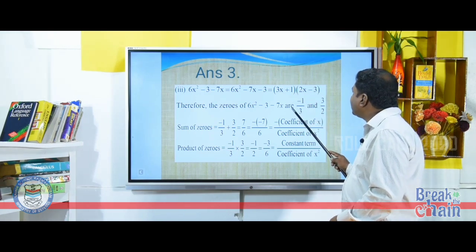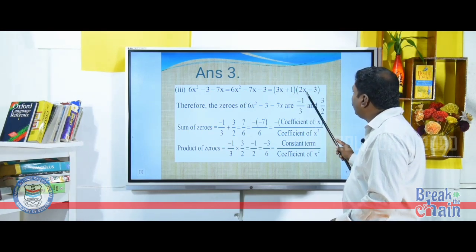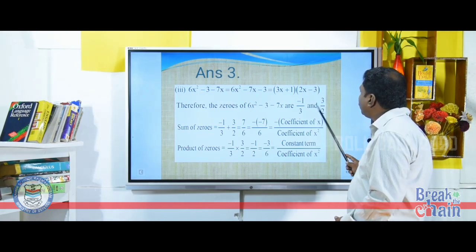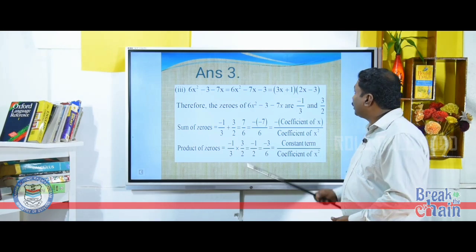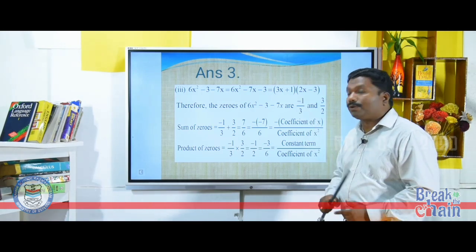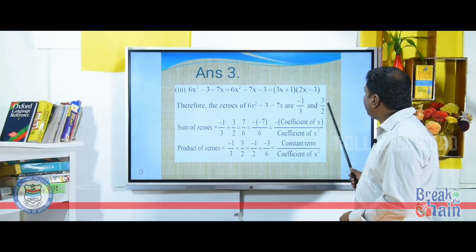That means x is equal to minus 1 by 3. 2x minus 3 equal to 0. Therefore, x is equal to 3 by 2. Therefore, the two zeros are minus 1 by 3 and 3 by 2.